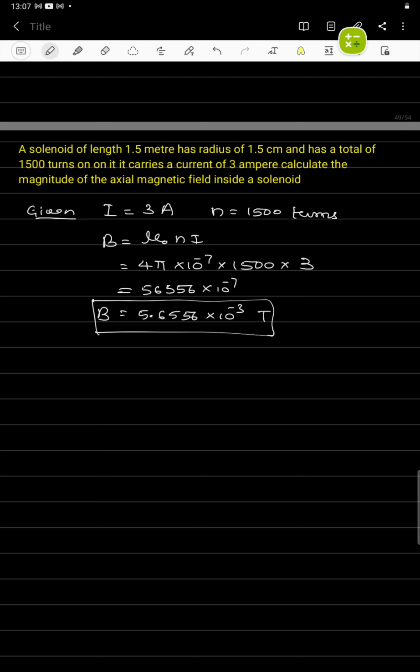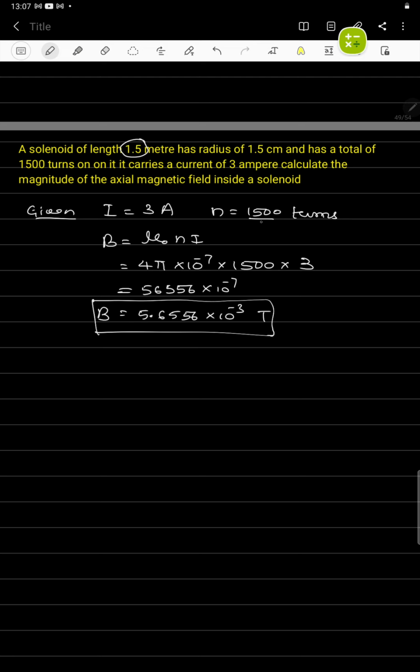We got a wrong answer here. Why? Because here they have given n equals 1500 turns, so this is for the complete 1.5 meter. They have given 1.5 here. In 1.5 meter, that solenoid consists of 1500 turns.